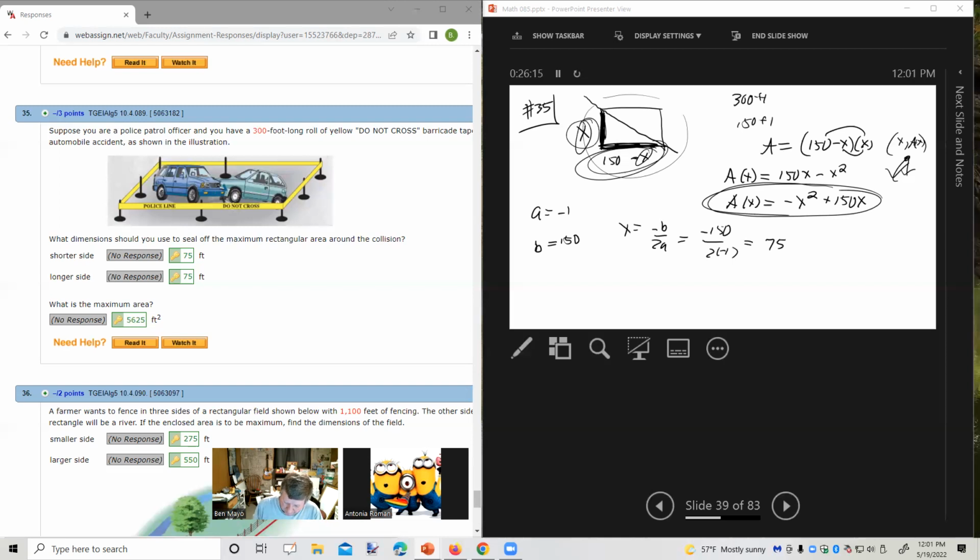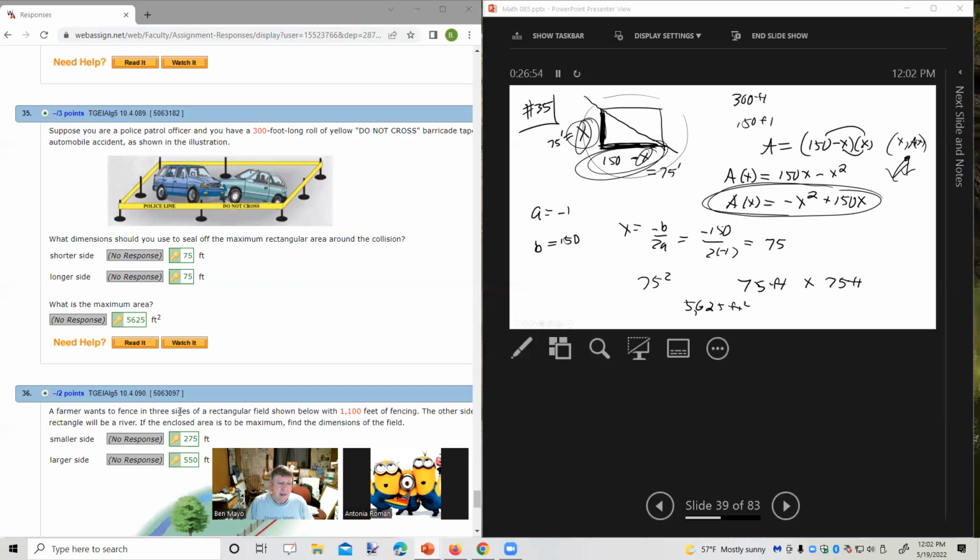So that means X is 75 feet. 150 minus X, 150 minus 75 is also 75 feet. So your dimensions are 75 feet by 75 feet. What would the maximum area be? Well, it'd be 75 times 75, because you're multiplying the two distances. So 75 times 75 is 5625 square feet.